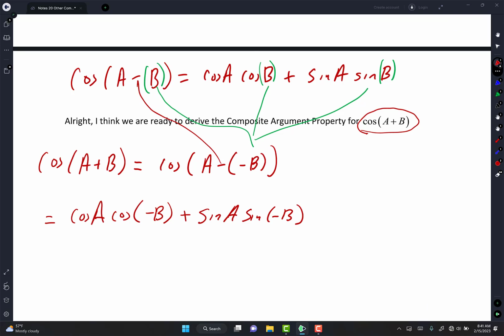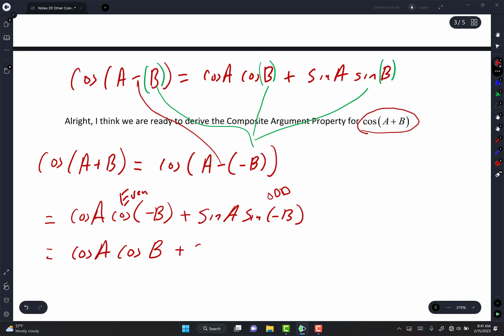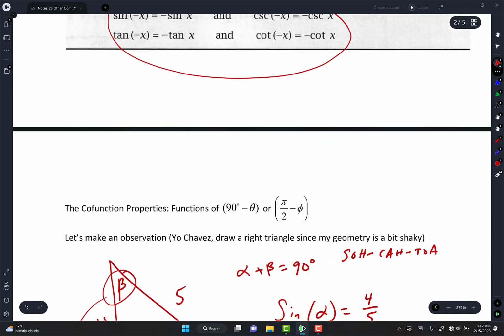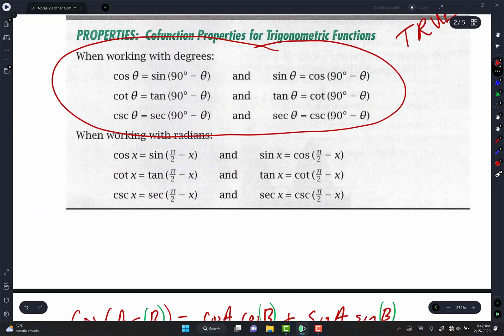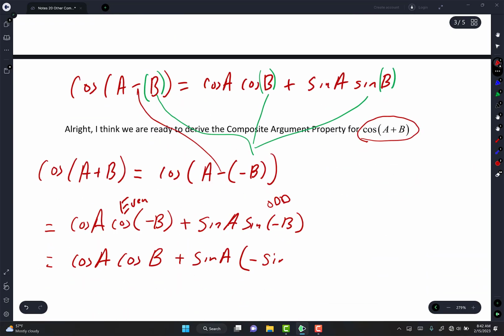Catch up to there. Are we cool? What do you guys think? Nothing crazy, right? Is cosine odd or even? Even. Cosine's an even function. Now, because cosine's an even function, I can write this as cosine A, cosine B. Plus, what about sine? Is sine odd or even? Odd. So I'm going to write sine A, open a parenthesis. Because it's odd, all I'm doing is following this up here. I'm going to write negative sine B.